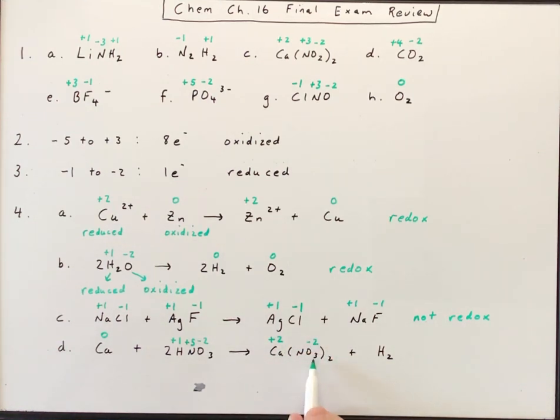-2 for oxygen, so that's 6 oxygens times -2 would be -12. I need a +10, but I have 2 nitrogens, so that would be +5. And then hydrogen by itself will be 0. So calcium goes from 0 to +2. Its oxidation number is getting bigger. So calcium is oxidized, and then hydrogen would be reduced. Nitrogen and oxygen stay the same.